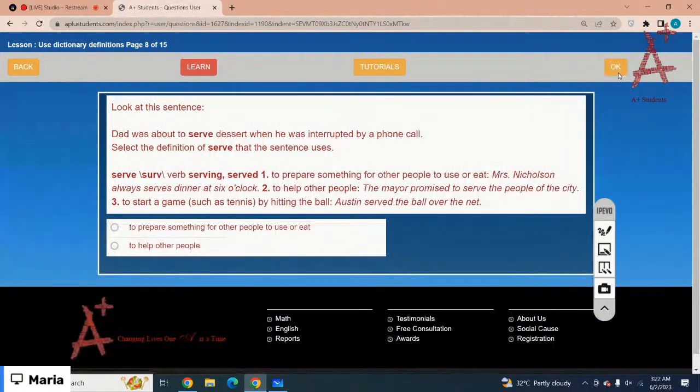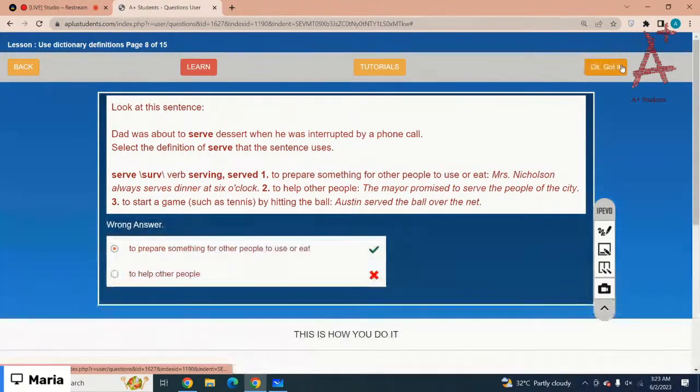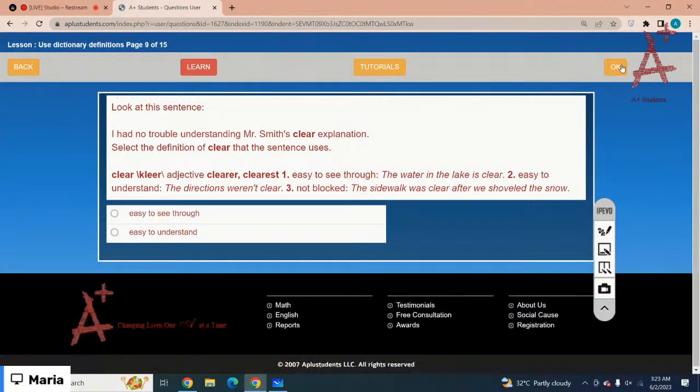Okay, the next one: Dad was about to serve dessert when he was interrupted by a phone call. So select the definition of serve that the sentence uses. To prepare something for other people to use or eat, to help other people, and to start a game. So which is the correct option? That would be to help other people. Got it? Oh, it would be to prepare something for other people to use and eat. So you all replied option one. So you were right. Okay, you can complete the test by yourself later today.